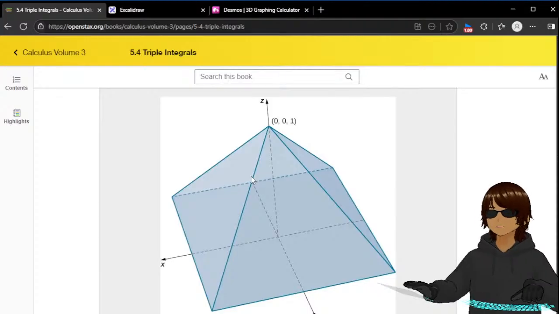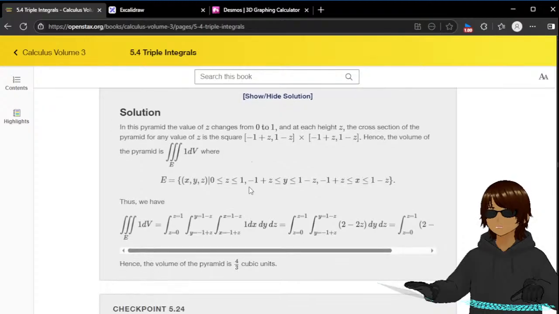Don't we need a double integral, not a triple? Okay, let's see what they're doing.